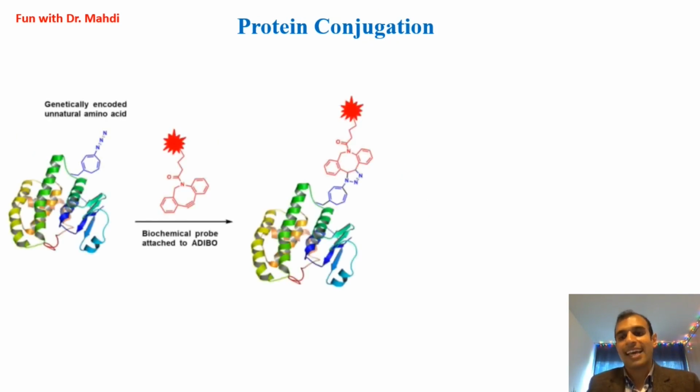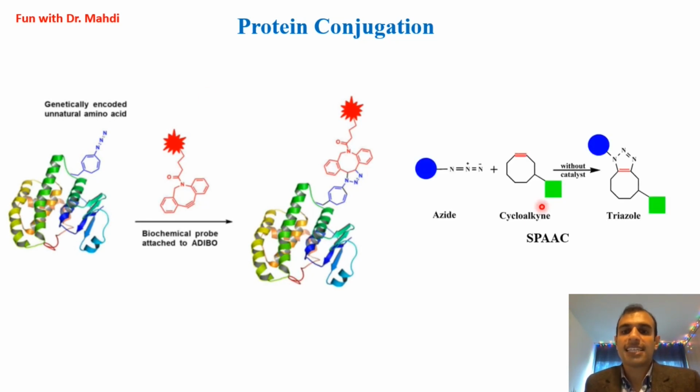Sometimes we would like to attach something to a protein, and again we would like to use click reaction. In this case, we would like to use SPAAC, strain promoted alkyne azide cycloaddition. It's a reaction between azide and cycloalkyne, and in this case we don't need catalyst. First, we need to have azide in the structure of a protein. First we need to attach azide to the protein.